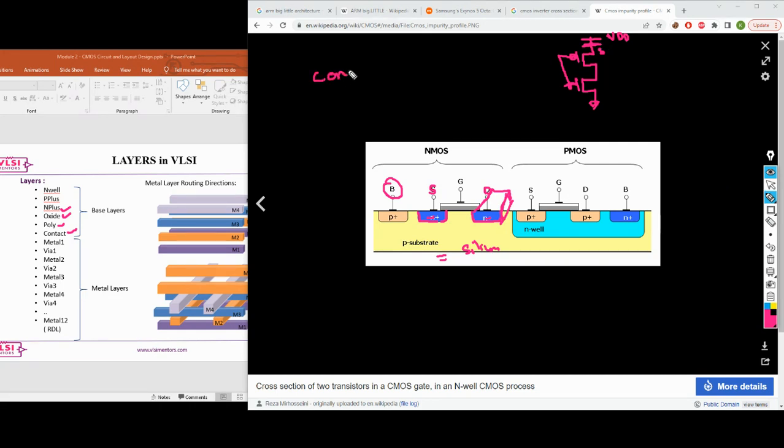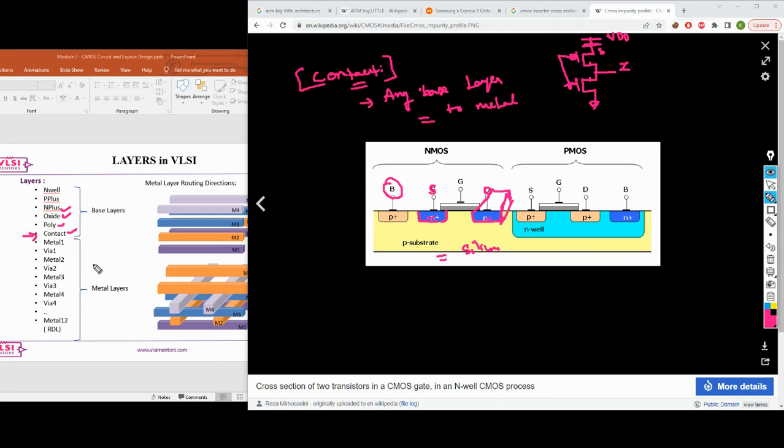So contact basically connects any base layer to metal. That is what we call contact. The purpose of contact is basically this: if you want to connect any base layer to the metal, it could be your input, or your VDD, or your VSS, or you might connect this drain to this drain and mark it as an output. So any base layer to metal. The purpose of contact is that. Now that is your contact.